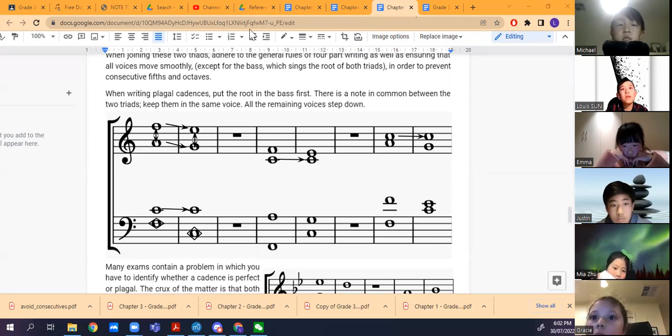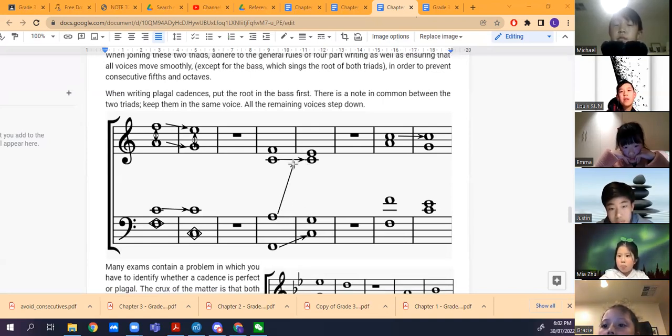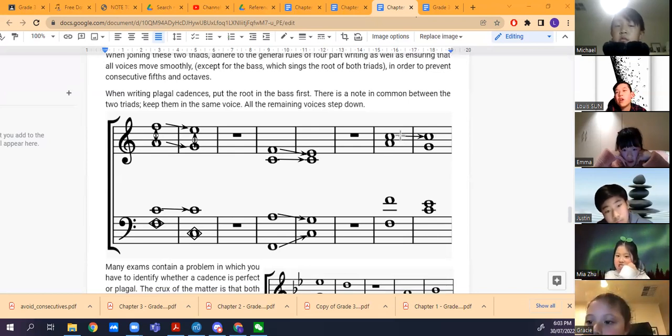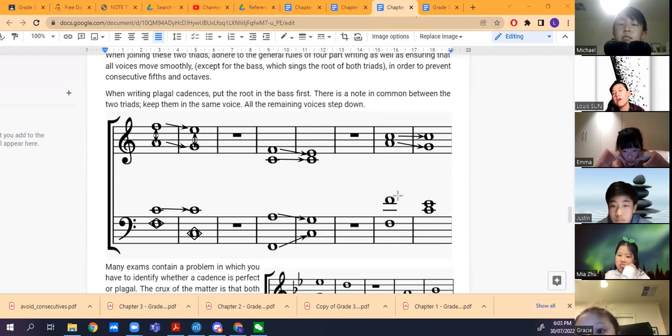Another example: roots in the bass. There's a note in common, stays in the same voice. The two other voices step down. In the third example, there's a note in common. That voice steps down, that voice steps down, and the bass goes up. Does that make sense?